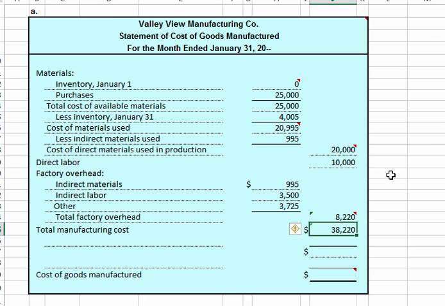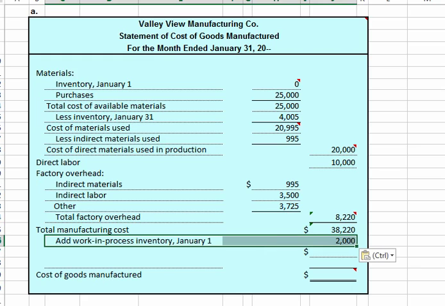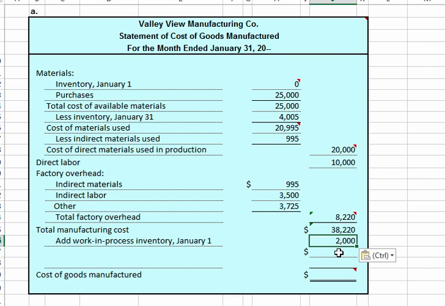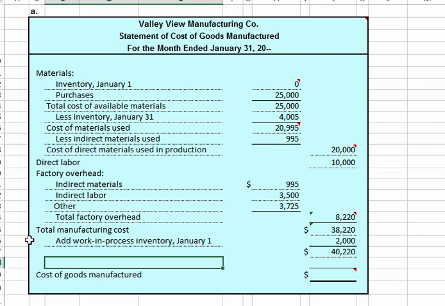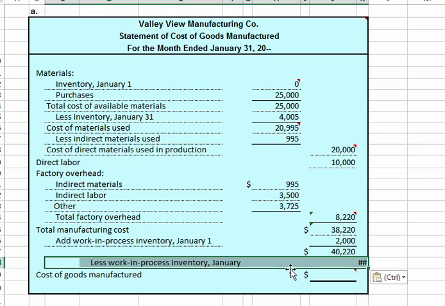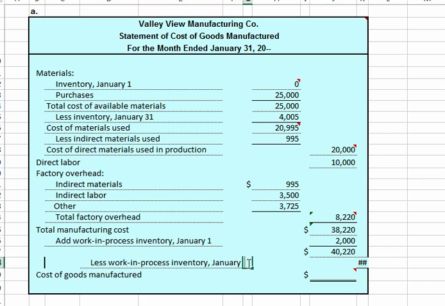Now we want to add in work in process inventory on January 1st. I said that was $2,000. So we'll add those two together. That gives us a total of $40,220. Then from the $40,220, we're going to deduct work in process January 31.